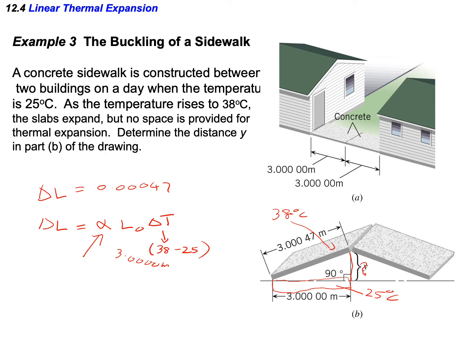And once you have the expansion, you can calculate y. If you use the Pythagorean theorem, this is the side, this is the hypotenuse, so y is 3.00047 squared minus 3.00000 squared, and if you take the square root, you will get the height it rises.